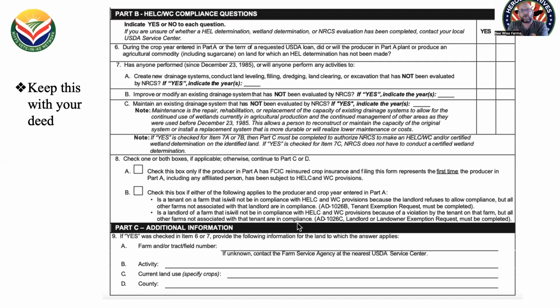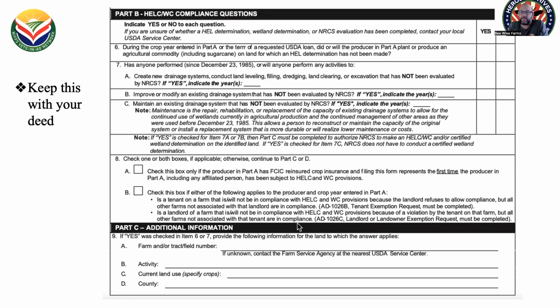But they're trying to get at these questions. So, number 7B, have you improved or modified an existing drainage system that has not been evaluated by NRCS? Maybe you had drain tiles in a field and that has not been evaluated. Something to think about. Or maybe you improved or modified them before there was an evaluation done. Something to mark there as well. All right, and you see the note right below, 7C, maintain an existing drainage system that has not been evaluated by NRCS.